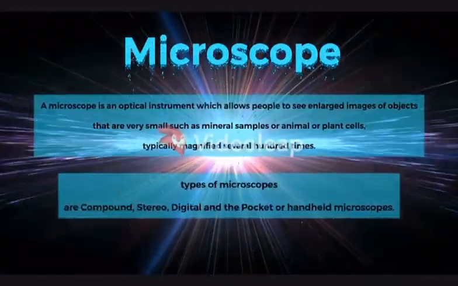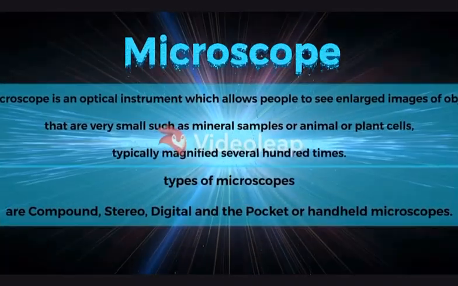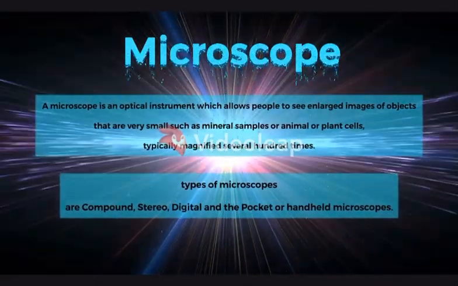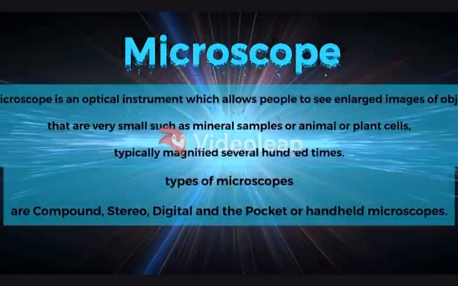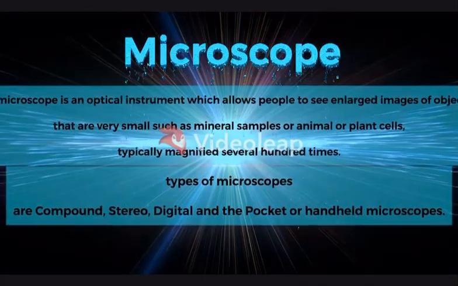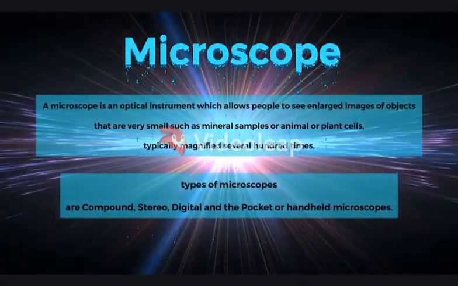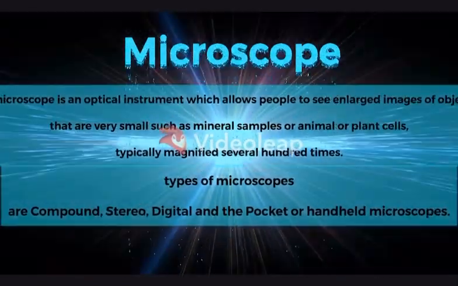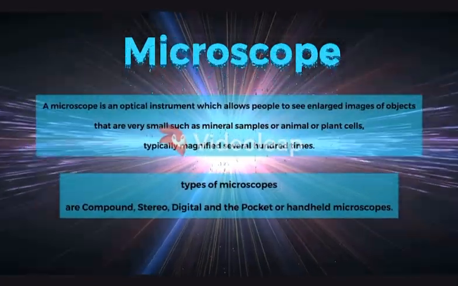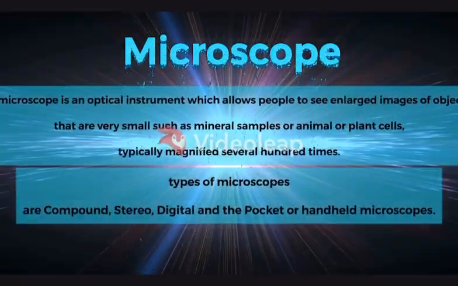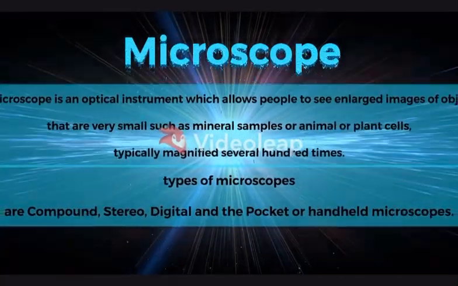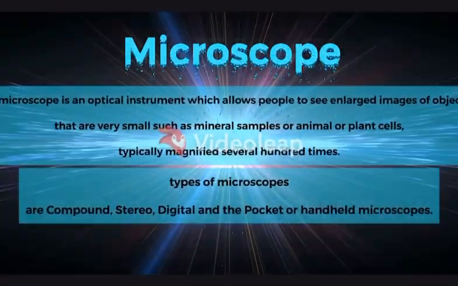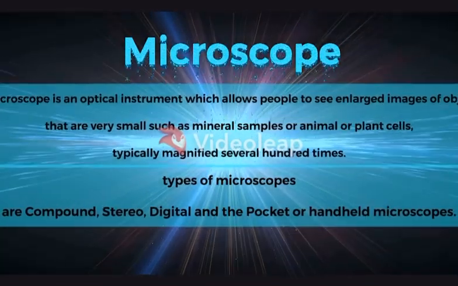Microscopes. A microscope is an optical instrument which allows people to see enlarged images of objects that are very small and tiny, such as mineral samples, or animal or plant cells, typically magnified several hundred times. We have many types of microscopes, but here are some: the compound microscope, the stereo microscope, the digital microscope, the USB computer microscope, the pocket microscope, the electron microscope, and the scanning probe microscope.